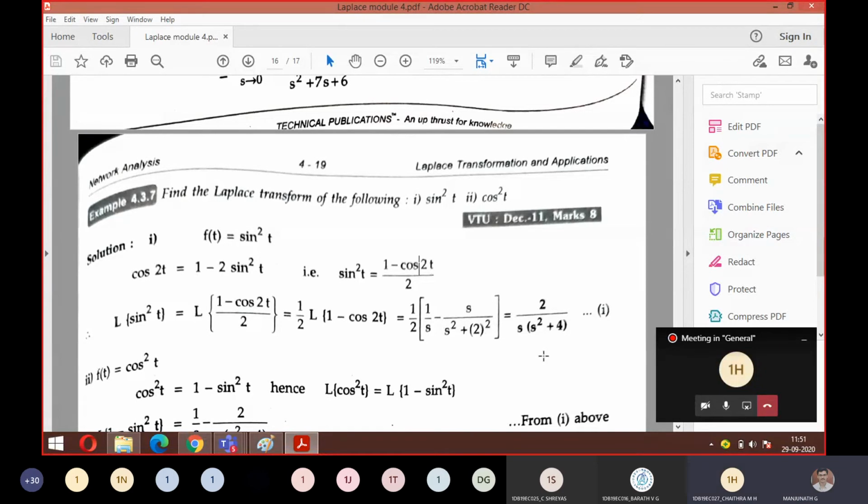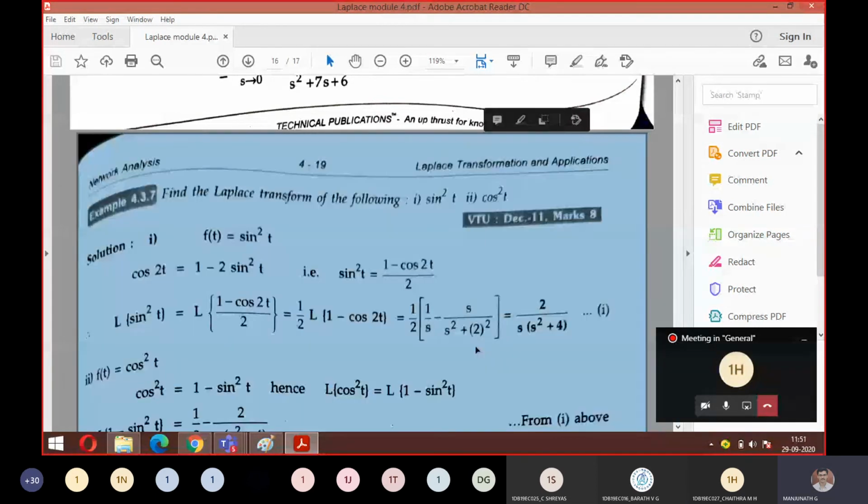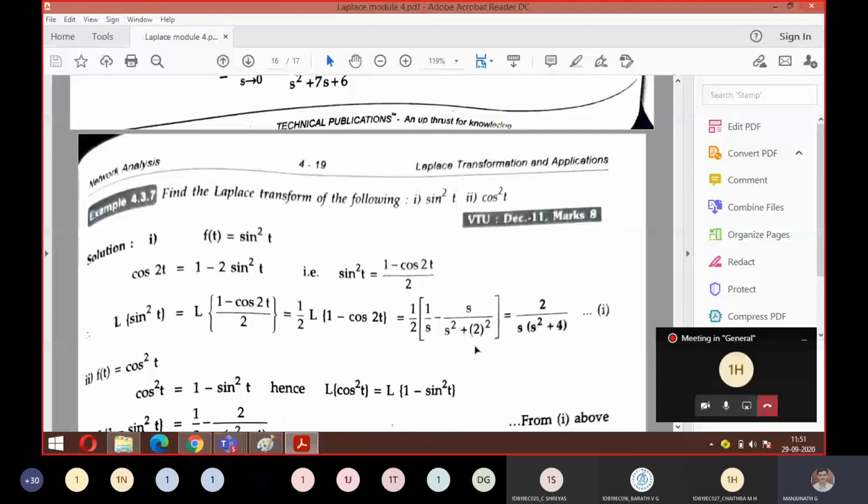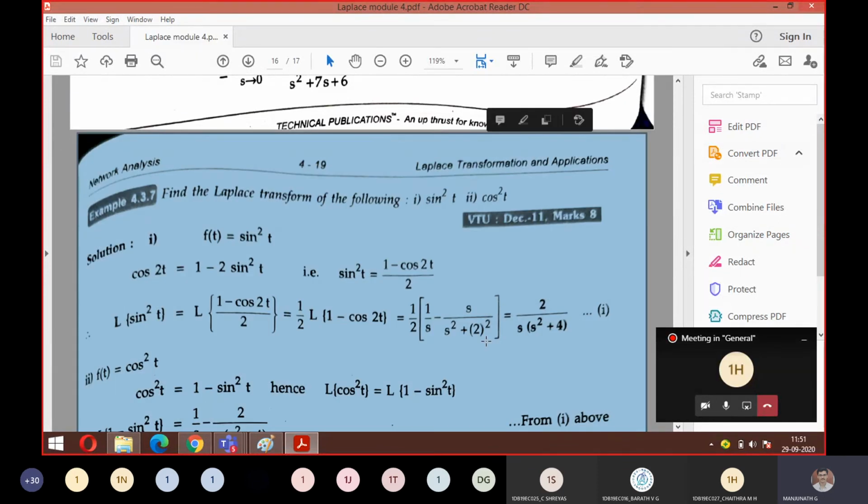Am I clear? So can anyone tell me how this cos 2 theta becomes s by s square plus 2 square? I hope if you remember the formula, you will tell me. Is it the formula of your Laplace? Laplace of cos theta? Yes. You wrote there a is replaced, or omega w is replaced with 2. That's why this has become 2 square. So the formula was s by s square plus w square. Am I correct? Yes, sir. So that w is replaced by 2 and you can get the answer. So am I clear till here now for everyone?